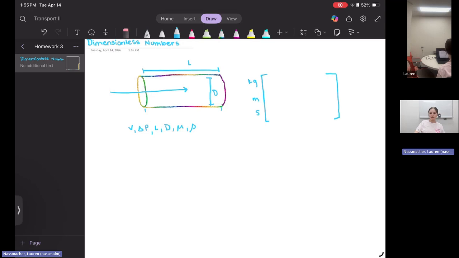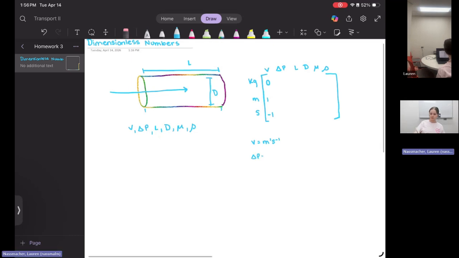So our matrix, we're going to have units. We'll have kilograms, meters, seconds, and these units correspond to the units for our variables. So we have velocity, change in pressure, length, diameter, viscosity, and density. Our velocity is meters per second, and what this tells us is there is an exponent of 1 on the meters and an exponent of -1 on the seconds. If you rewrite that, it's m to the 1, s to the -1. And there's no kilograms. So you put 0 next to kilograms, 1 next to meters, and -1 next to seconds.